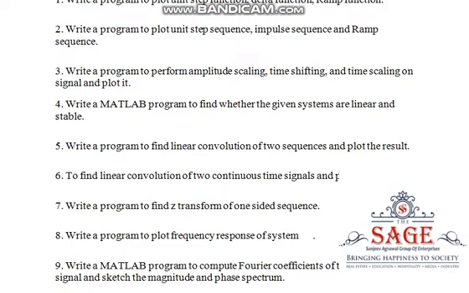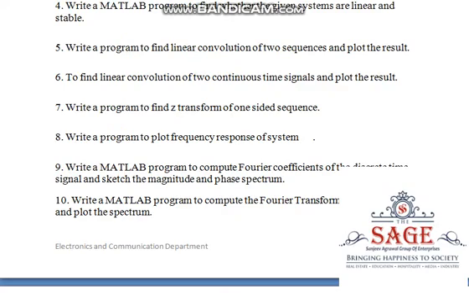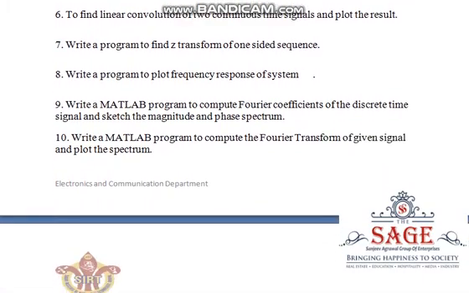The seventh experiment deals with the Z transform of a one-sided sequence. Eighth program will be to plot the frequency response of the system. Ninth program will be computing the Fourier coefficients of discrete time signals and sketching the magnitude and phase spectrum. And the last, tenth program will be to compute the Fourier transform of a given signal and plot the spectrum.